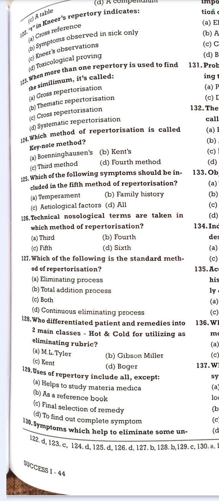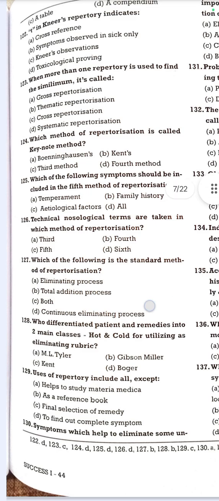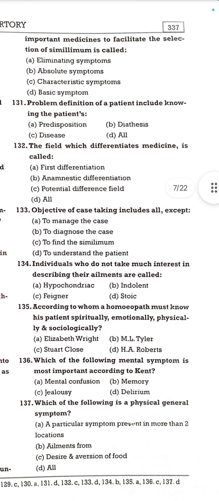130. Symptoms which help to eliminate important medicine to facilitate the selection of simillimum are called eliminating symptoms. Next, problem definition of a patient includes knowing the patient's predisposition, diathesis and disease. Next, the field which differentiates medicine is called potential differential field.